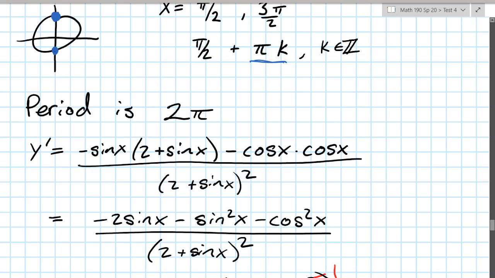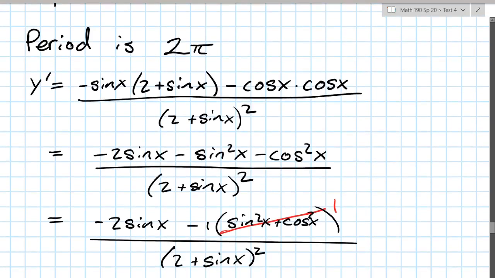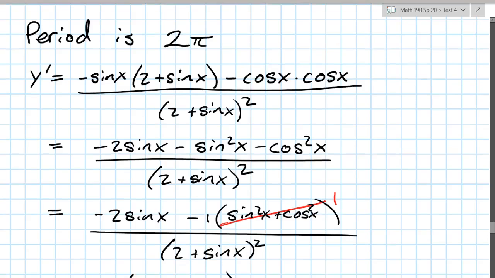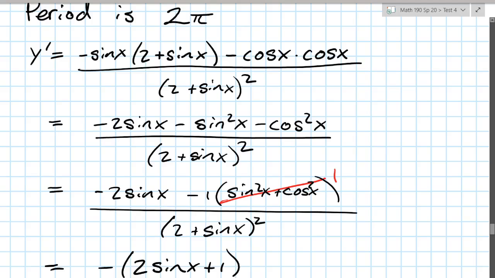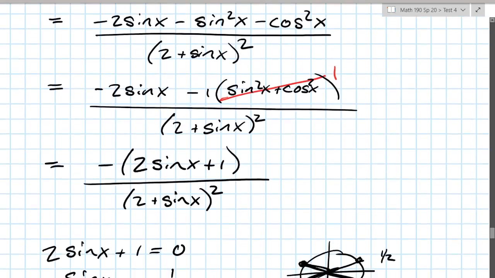From here, we'll distribute the negative sine x and multiply the cosines together. Notice that since we have negative sine squared minus cosine squared, we can factor out a -1, and that gives us sine squared plus cosine squared, which is the Pythagorean identity, and we know that is 1. So -2 sine x minus 1 on the top, which we can factor out that -1, and a 2 plus sine x squared in the denominator.